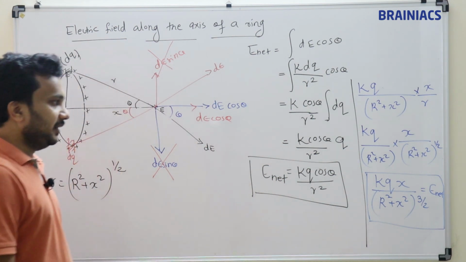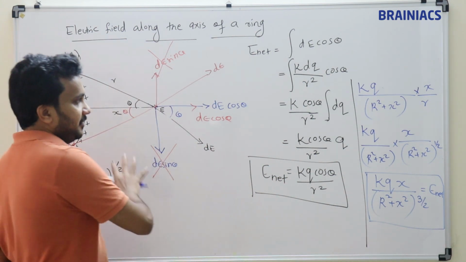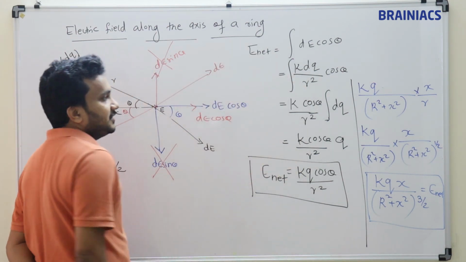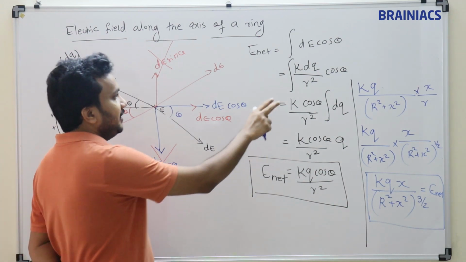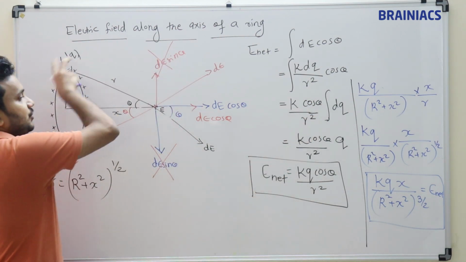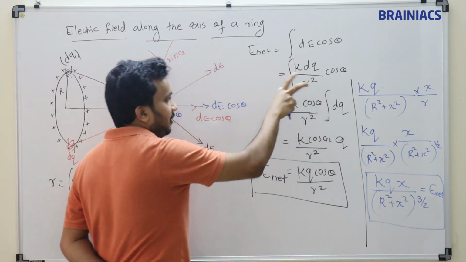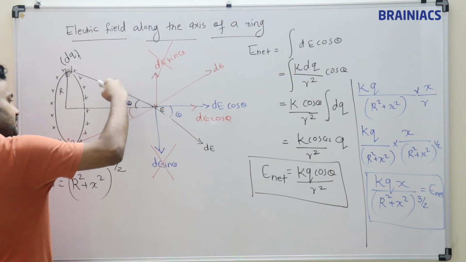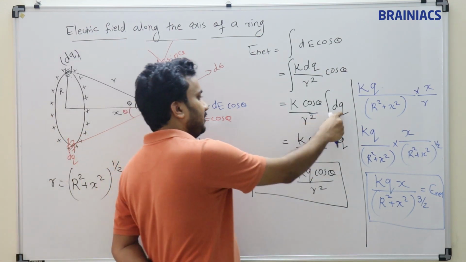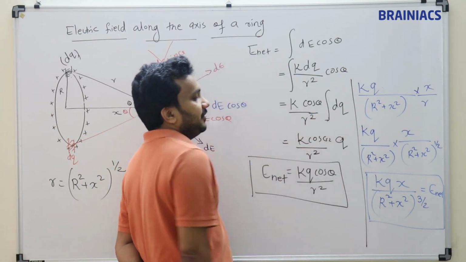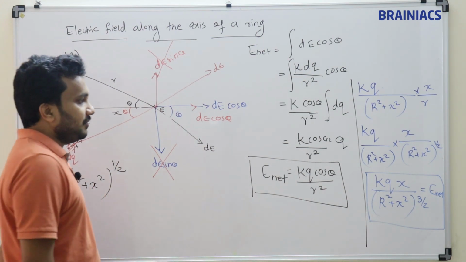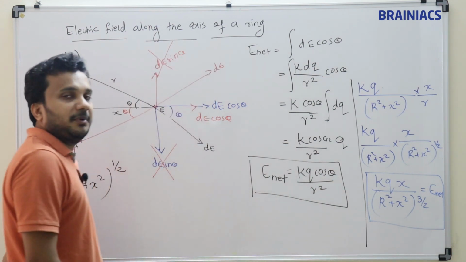Okay, now this is the derivation part of what we are doing. Hope you understood. R is constant, theta is constant, only dq is the extra parameter, and that is the only thing we are integrating. Rest of all the things are constant, even theta is constant, and this distance R is also constant. So dq, integration of dq gives q, and then we simplify, and finally we get the net electric field E equal to KQX divided by R square plus X square whole power 3 by 2.